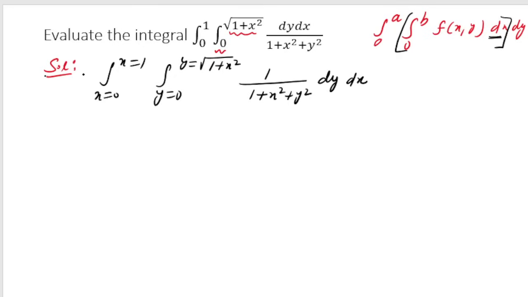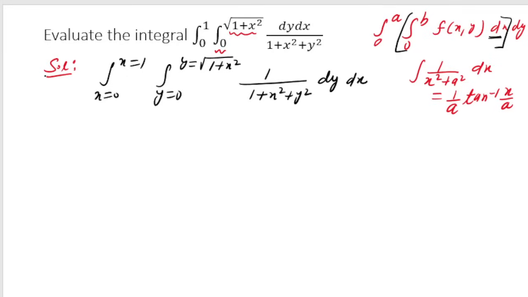Now to integrate this, we are going to use a result, and you need to remember the basic integration results, otherwise you will not be able to solve. The first result we are going to use is the integration formula: integral of 1 by x square plus a square dx equals 1 by a tan inverse x by a. Here we should add the constant of integration, but since the limits are given, I will not add it.